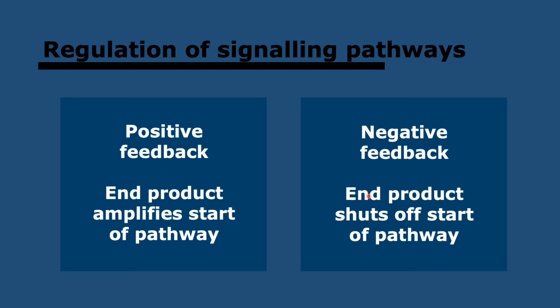However, in a negative feedback process, the end product of a pathway shuts off the start of the pathway. So an example is GnRH, right? Gonadotropin releasing hormone, which we talked about before. So it acts on the hypothalamus, inducing the release of LH and FSH, and that increases the release of testosterone. But testosterone then acts on the hypothalamus as well to stop the release of GnRH. So it's a loop, and it makes sure that not too much is being produced, okay?